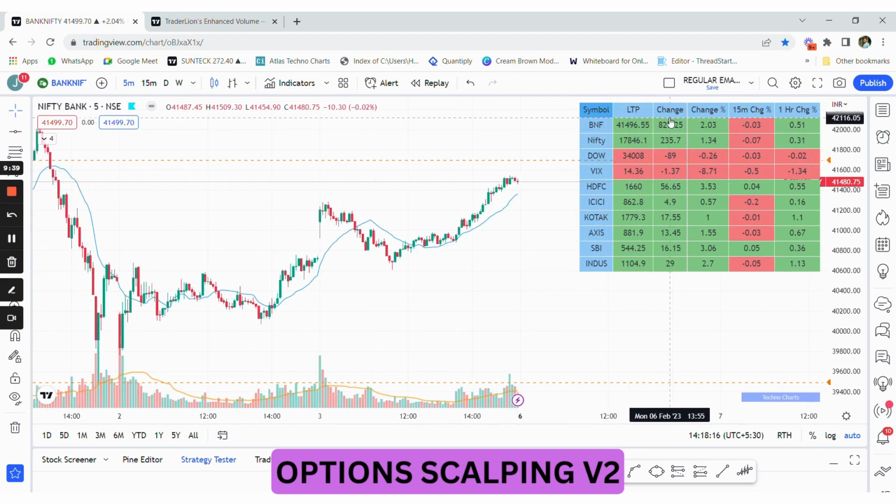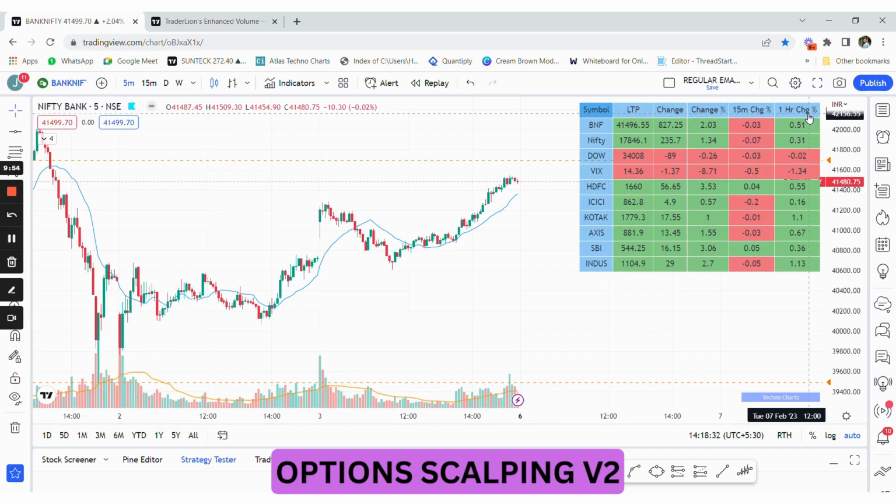Bank Nifty trader LTP, the change, the daily change, the 15-minute change and the 1 hour change. So basically, looking at this indicator, you can take a decision based upon whether you want to go long or short into Bank Nifty or Nifty.